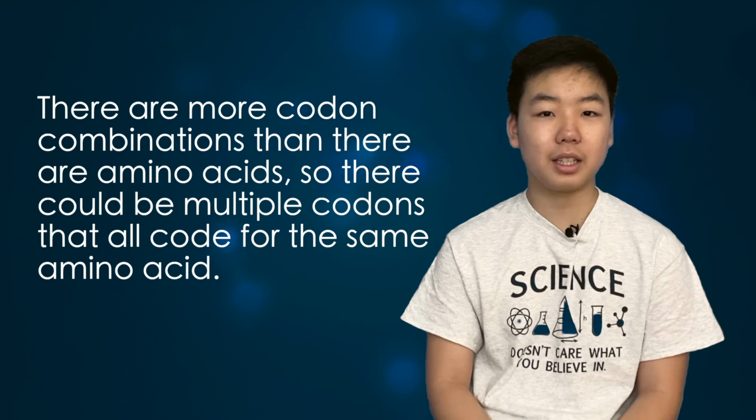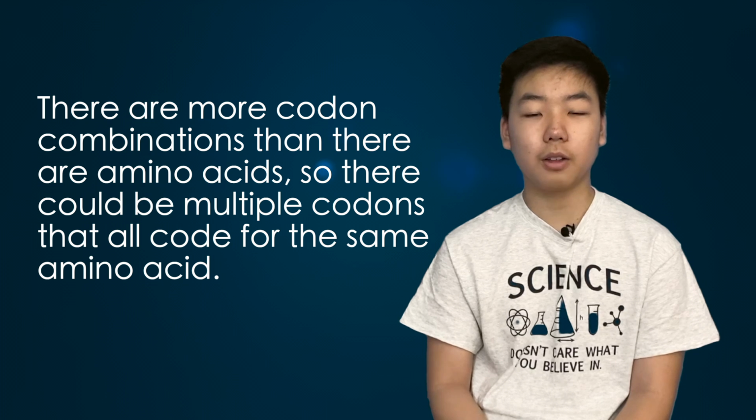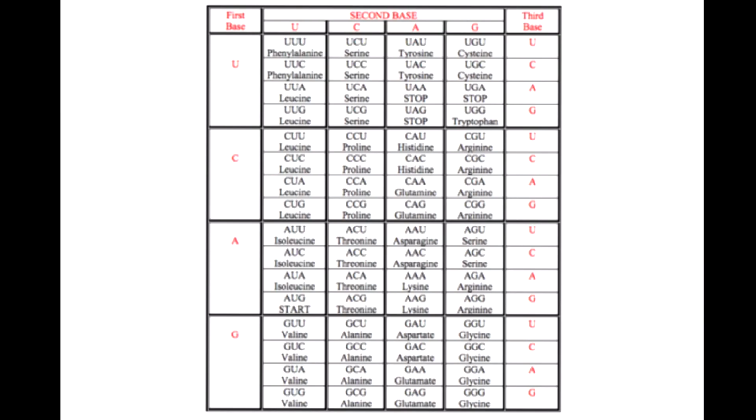On the topic of amino acids, there are much more codon combinations than there are amino acids. So there could be multiple codons that all code for the same amino acid. This is incredibly handy when there's a mistake somewhere along the transcription process and the codon happens to be wrong. Even if there is an error, it might not necessarily affect the final product. This is a chart used to find out what amino acid a tRNA would be carrying. These are the first base, and these are the second bases, and these letters are the third bases.